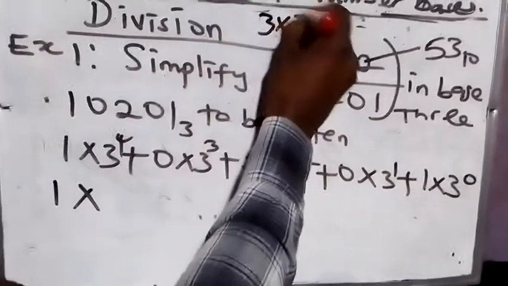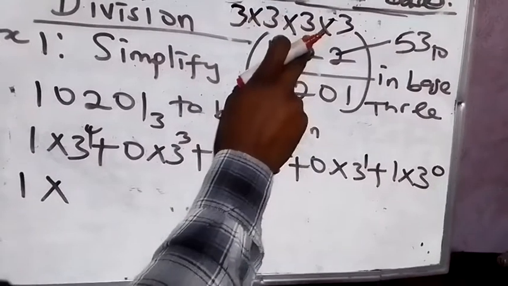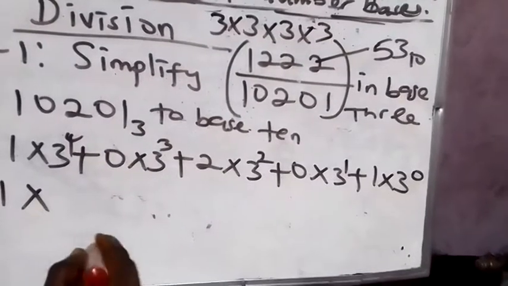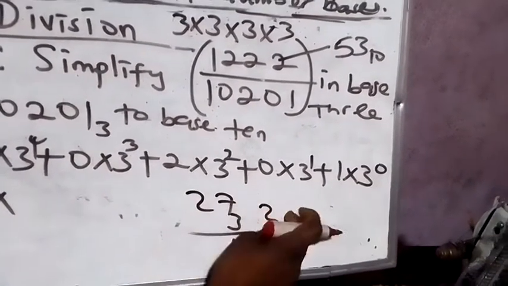3 times 3 times 3 times 3. 3 times 3, 9. 9 times 3, 27. 27 times 3 is going to give us 81. Like 27 times 3. 3 times 7, 21. 3 times 2, 6. That is 81.